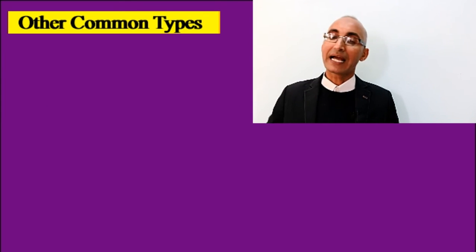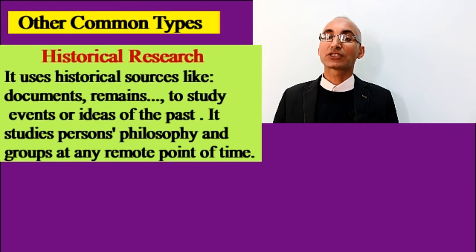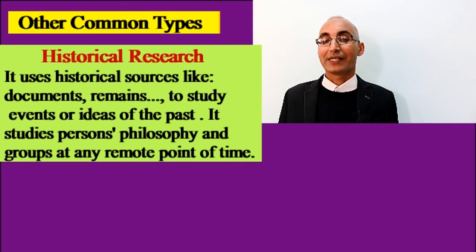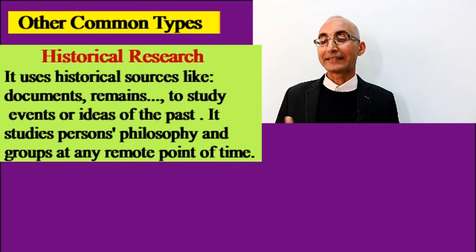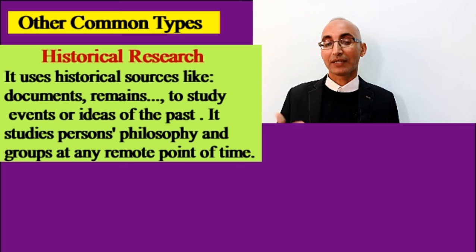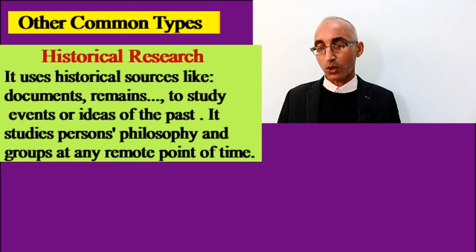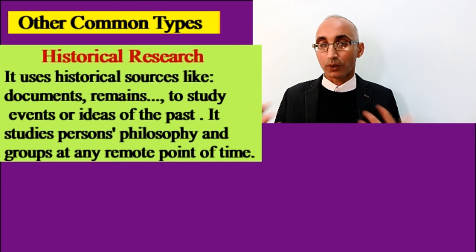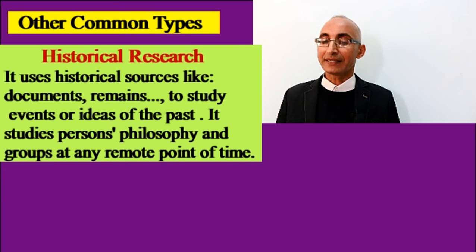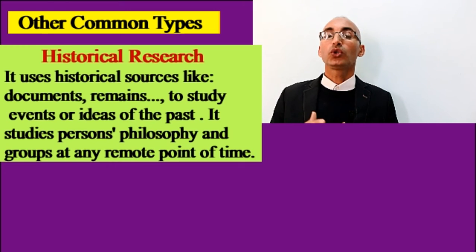Clear? Besides, there are other common types like historical research, which uses historical sources like documents, remains, and so on to study events or ideas of the past. This research is specialized in delving into past events or past philosophies of people or groups of people, and studying them from a historical perspective.